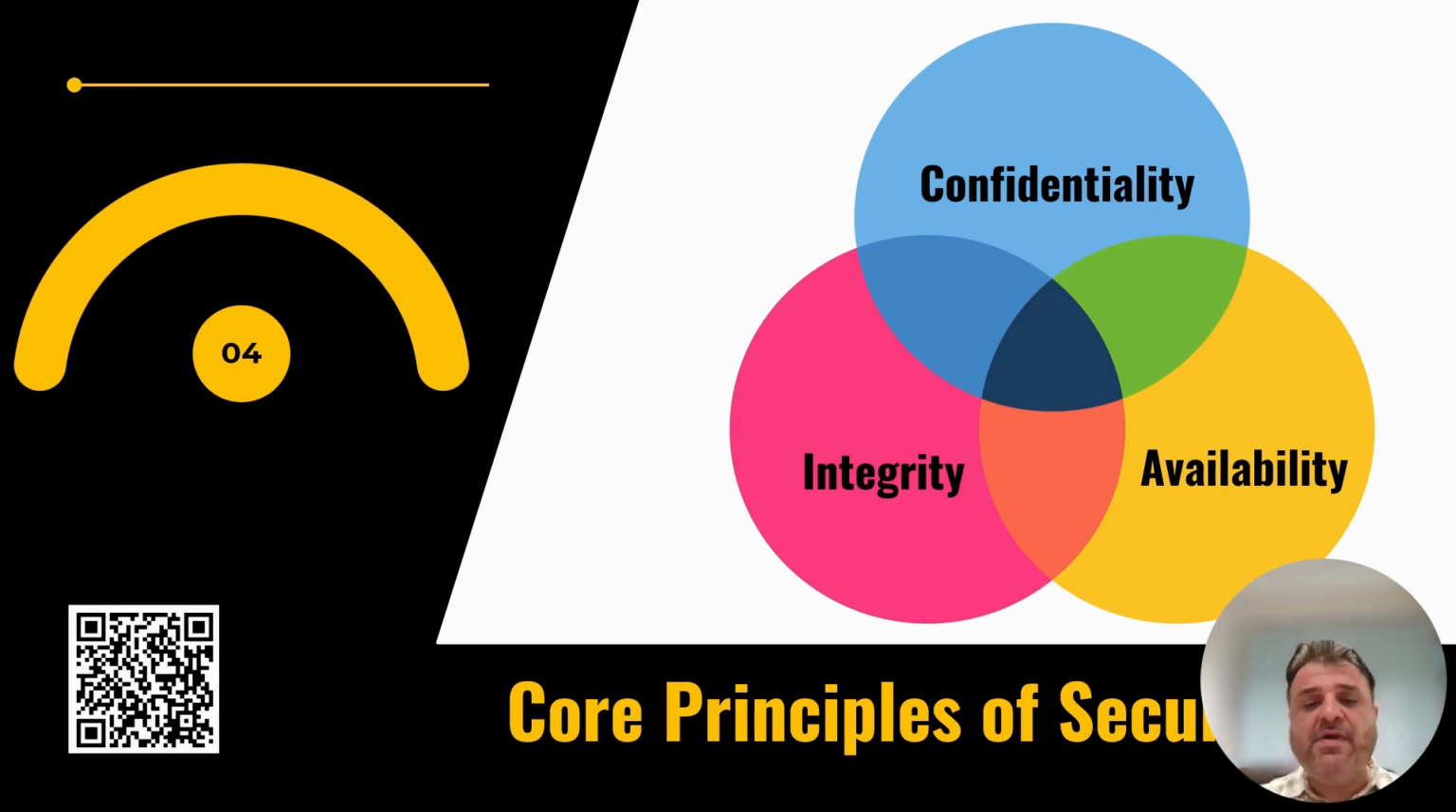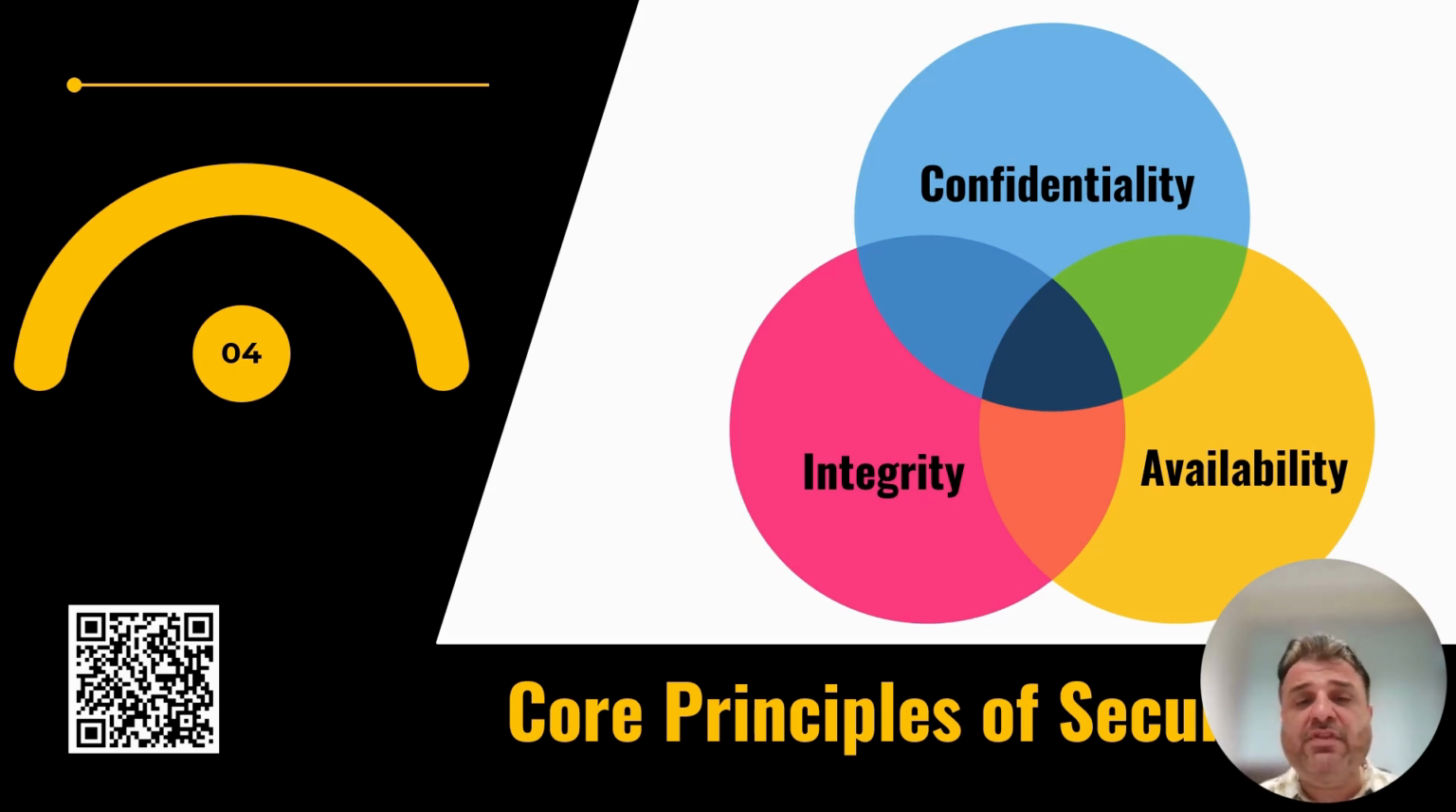Okay, let's talk about the core principles of security here. The first principle we are learning about in security is the CIA triad. C is for confidentiality, I is for integrity, and A is for availability.